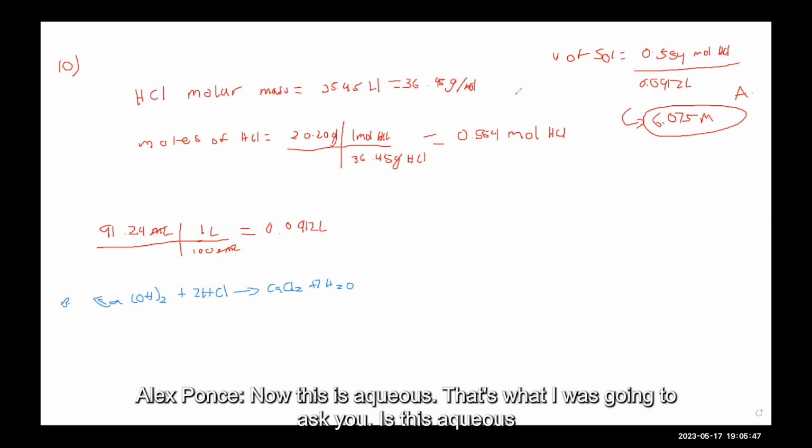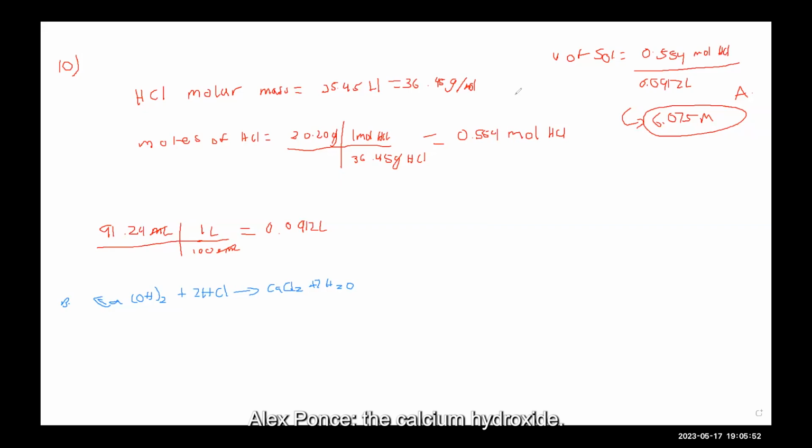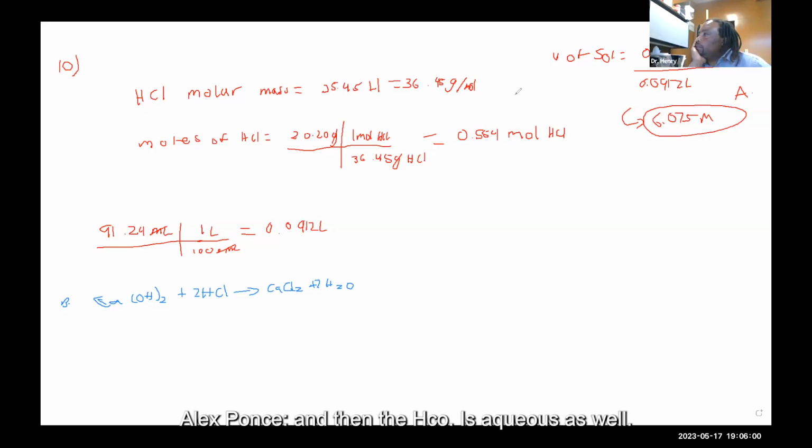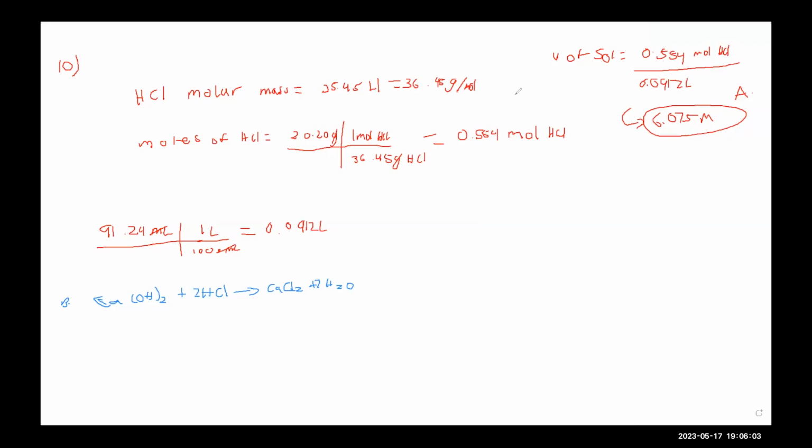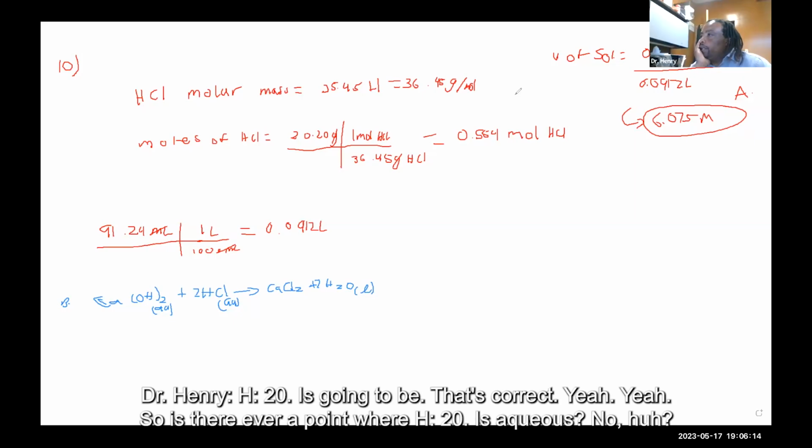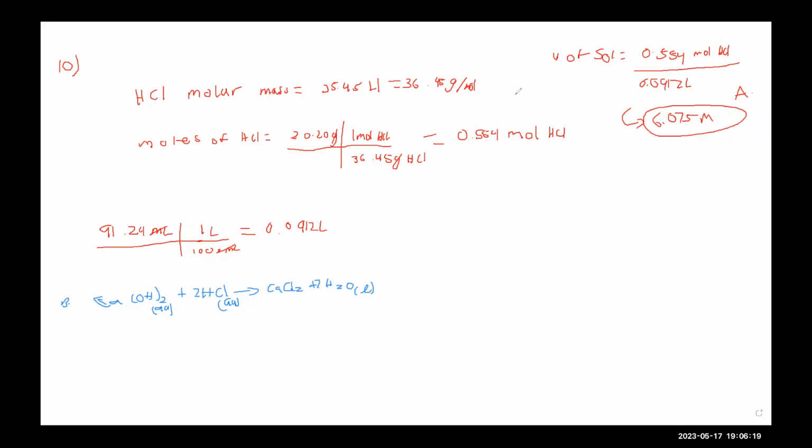Now this is aqueous. That's what I was going to ask you. Is this aqueous, the calcium hydroxide, or is it just a liquid? The calcium hydroxide is going to be aqueous. And then the HCl is aqueous as well. H2O goes into liquid, right? Yes, a liquid. Is there ever a point where H2O is aqueous? No, because it's just water.